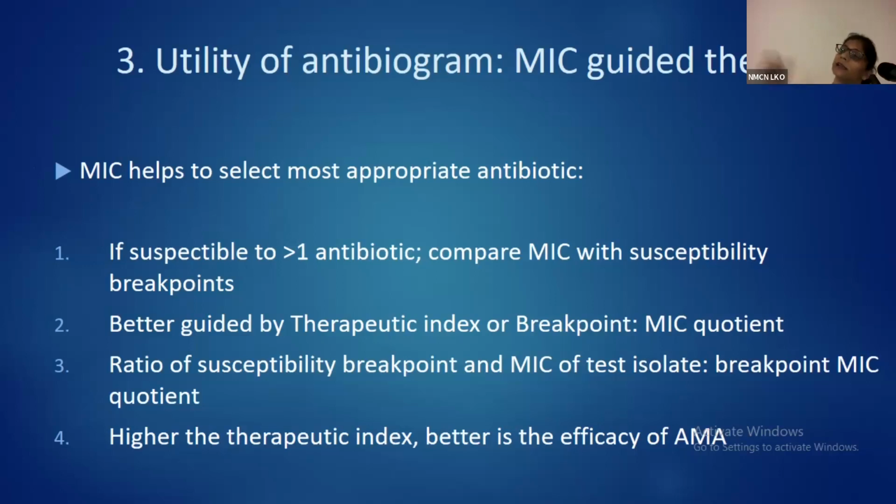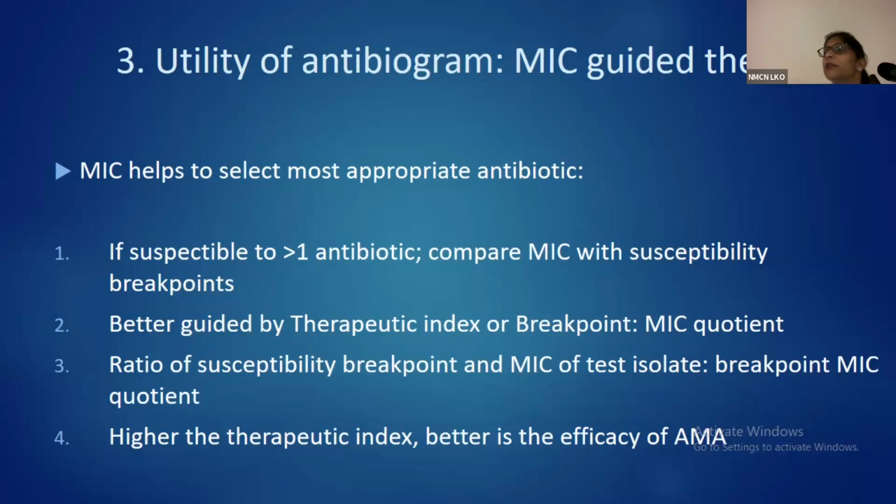The CLSI categorizes, suppose an MIC of 8 microgram per ml has been given as susceptible, that means below 8 and equal to 8 will be susceptible. The isolates with an MIC of less than or equal to 8 will be susceptible, while if the MIC is more than 8, if it is 16, 32, that will be resistant. So if we divide that susceptibility breakpoint given by CLSI by the MIC which we have obtained through our test, that gives us the breakpoint MIC quotient, which is BMQ.